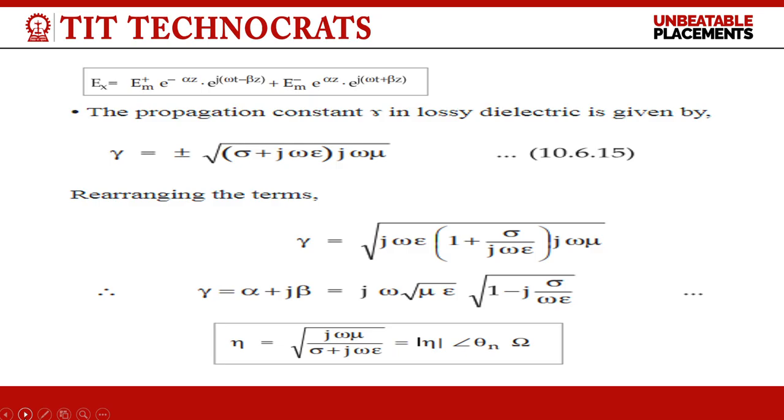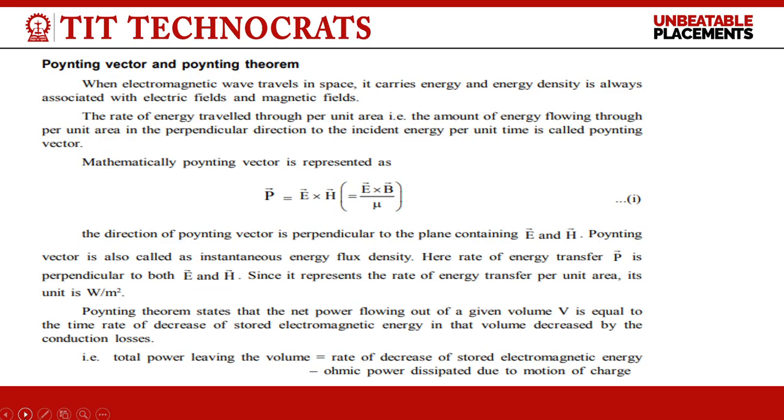And the propagation constant for lossy dielectric will be equal to under root of sigma plus j omega epsilon times j omega mu. Rearranging the terms, we will get it in this form. And we know that propagation constant is equal to alpha plus j beta. So the final equation will be in this form.